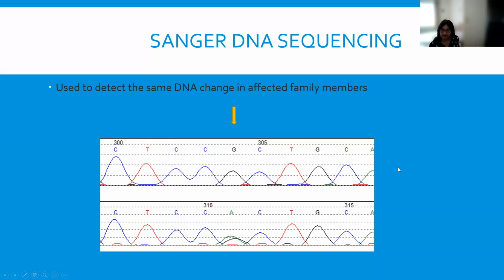The G base is represented by the black peak. The lower image shows the patient sample with a DNA change detected in the channel gene, and this is represented by the A letter, which is the green peak. So the patient has inherited the green peak, or A, from the affected parent and the black peak, or the G letter, from the unaffected parent.